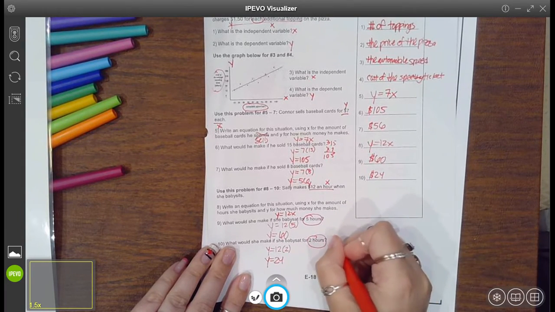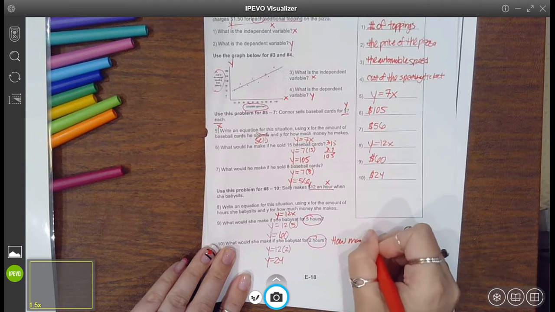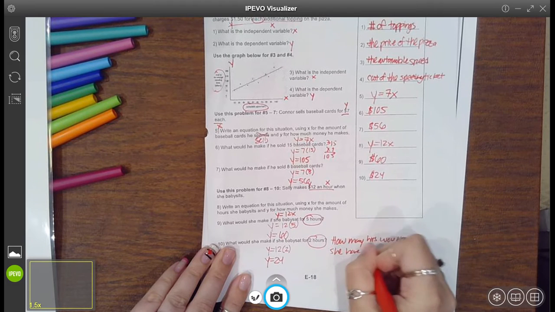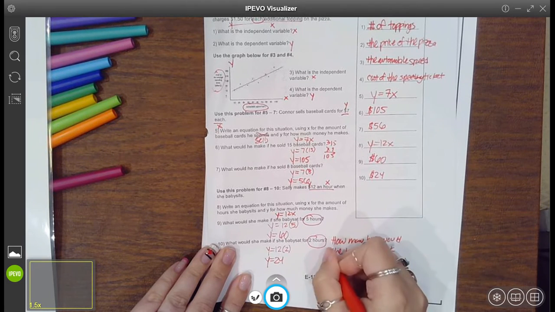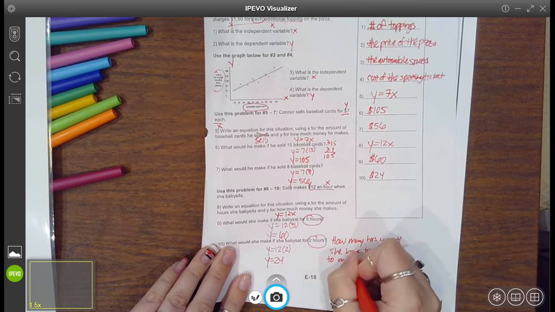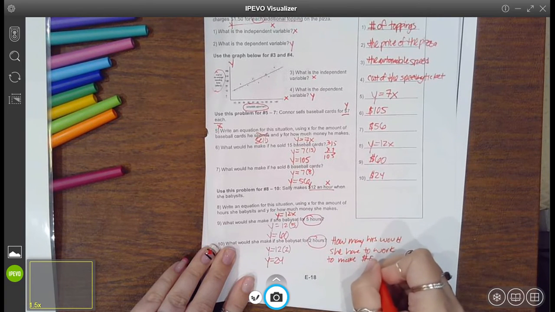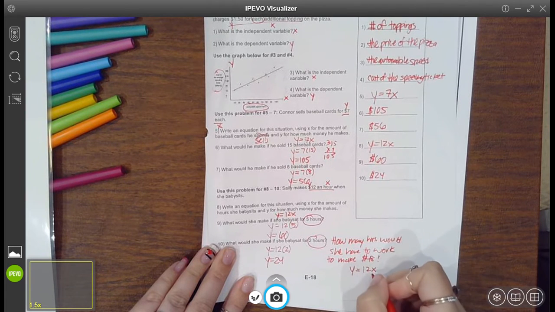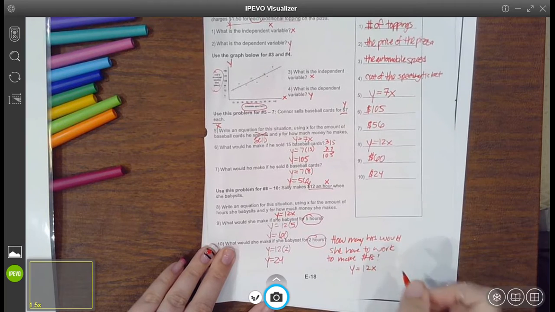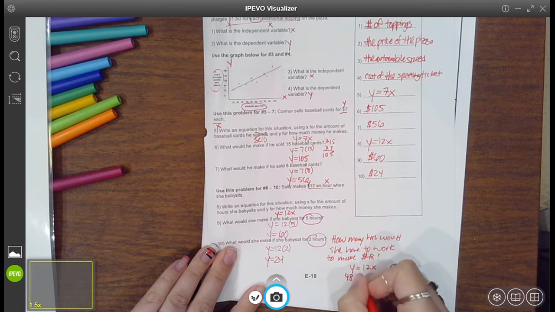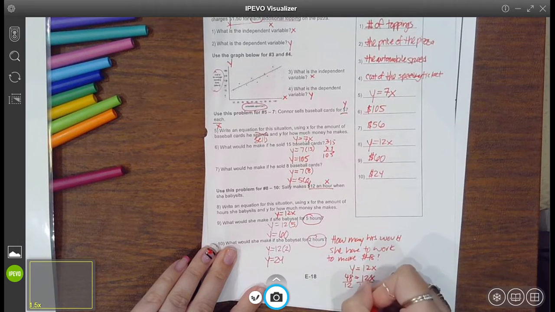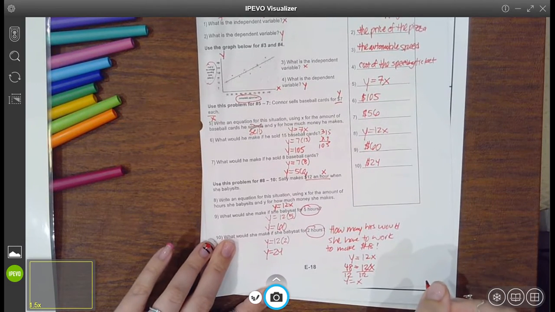What if it said, how many hours would she have to work to make $48? Okay, well, your equation is Y equals 12X, right? X is the number of hours, Y is the total money you make. Well, she wants to make $48. I'd plug that in for Y and solve for X. So what would X be? 12 times what is 48? If you divide by 12, you get X is 4. So she'd have to work 4 hours.